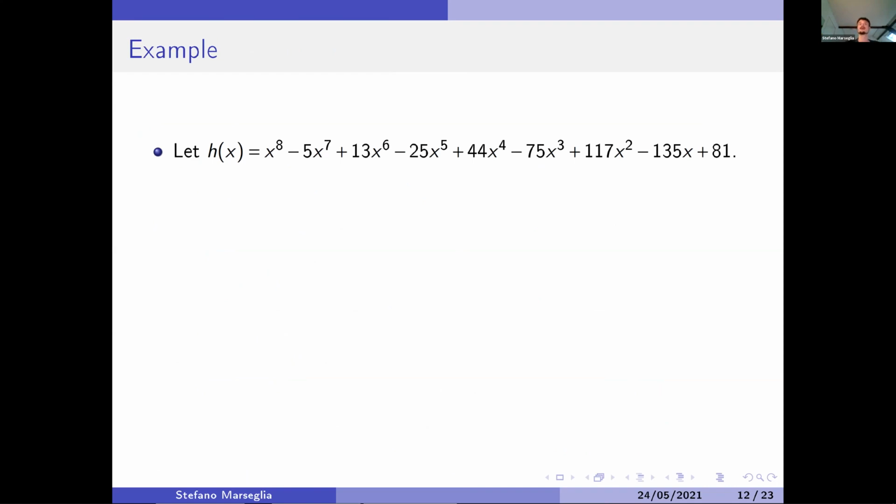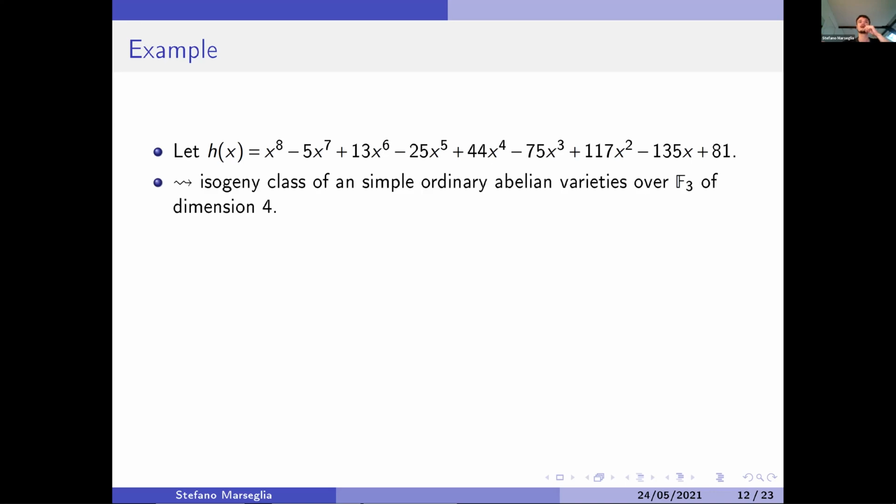So we take a characteristic polynomial of degree 8, and it is ordinary because the middle coefficient is coprime with the characteristic of the field, which is F_2. And this corresponds to an isogeny class of simple ordinary Abelian varieties over F_2 of dimension 4. It's simple because the polynomial is irreducible, one can verify it.